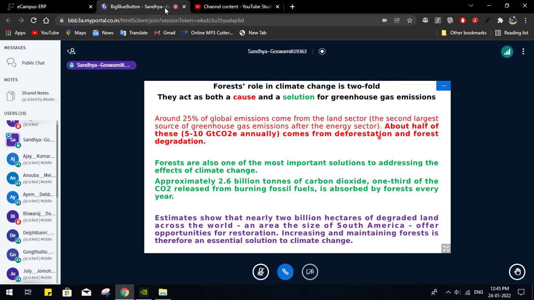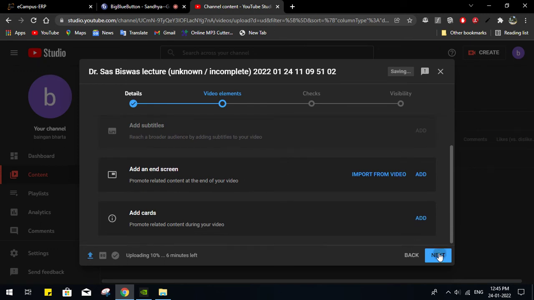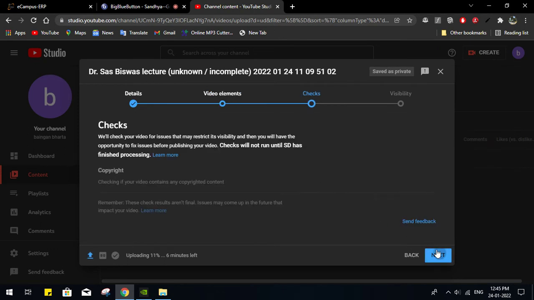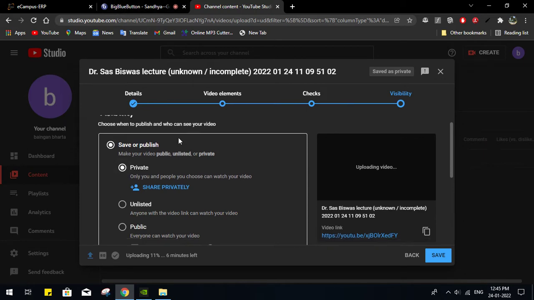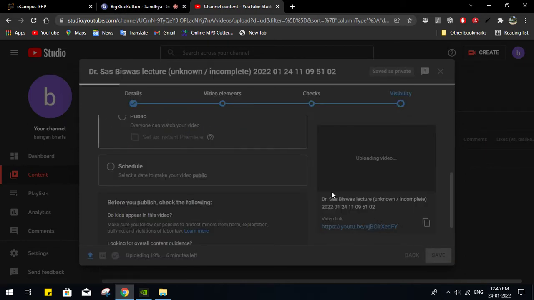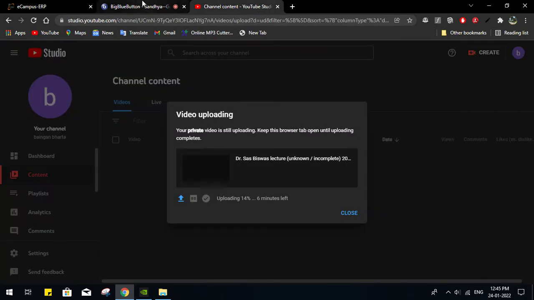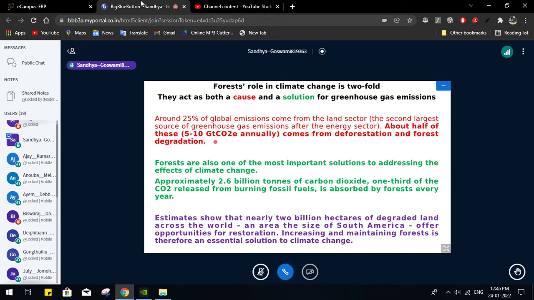The carbon that we had securely captured and kept is being released back to the atmosphere because of forest degradation and deforestation activities. And it is around 5 to 10 gigatons. G represents giga, which is 10 to the power 6, of carbon dioxide equivalent annually. So that is why we are saying forests are a cause of greenhouse gas emission.